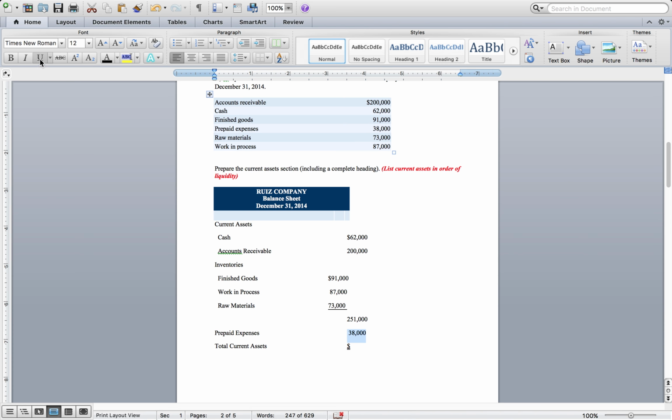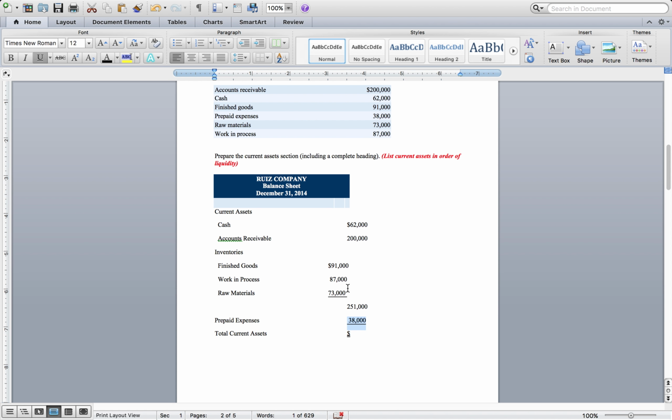Okay, so again here, take the cash, accounts receivable, the total inventories, and the prepaid expenses. We have total current assets of $551,000.